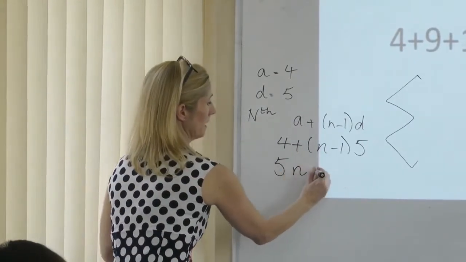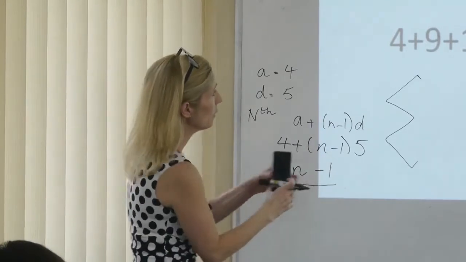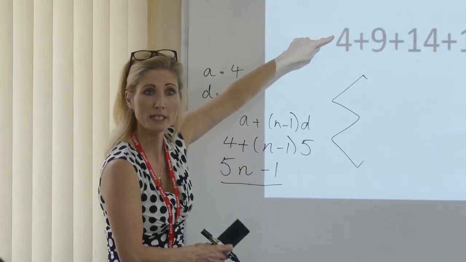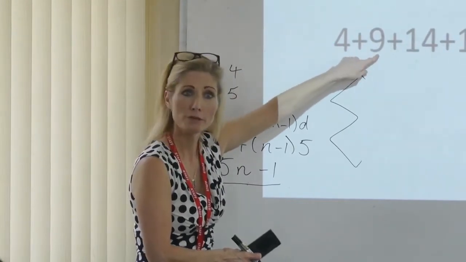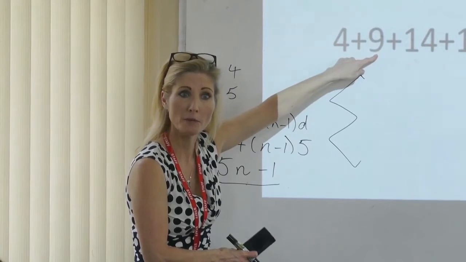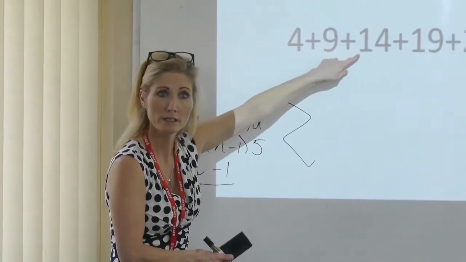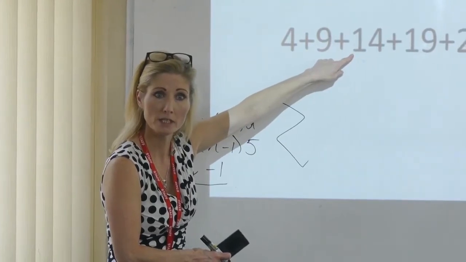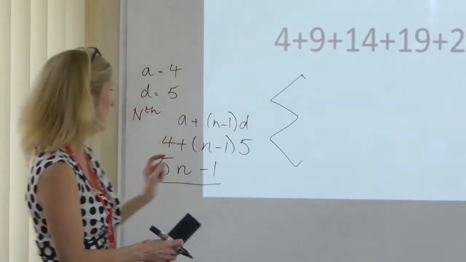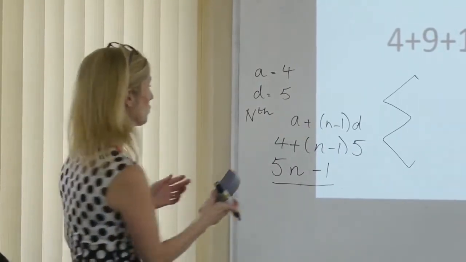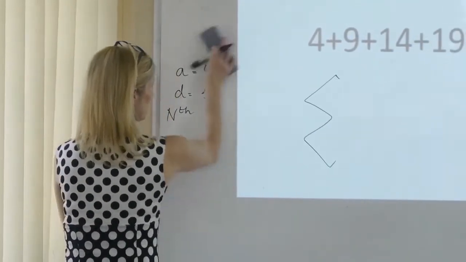5n minus 1. Now if you look at the formula, 5 ones are 5, take away 1 is 4. 5 twos are 10, take away 1 is 9. 5 threes are 15, take away 1, 14. Okay? So, when we write this as a formula, we don't use n, what do we use?